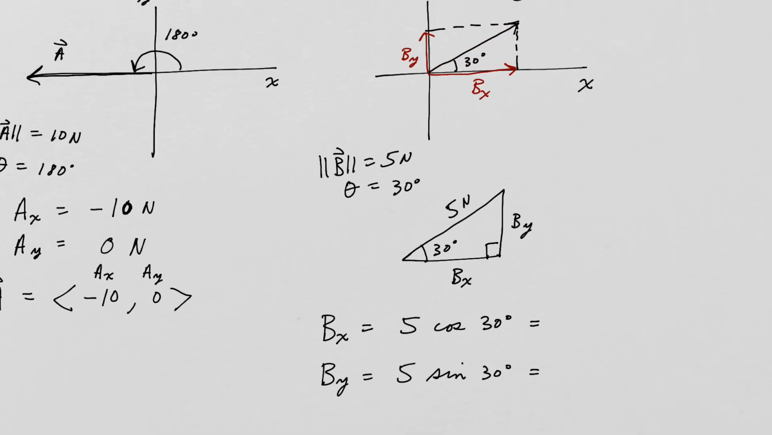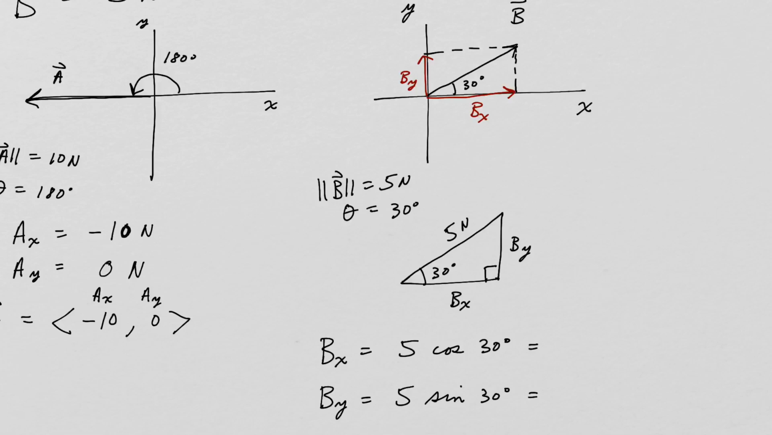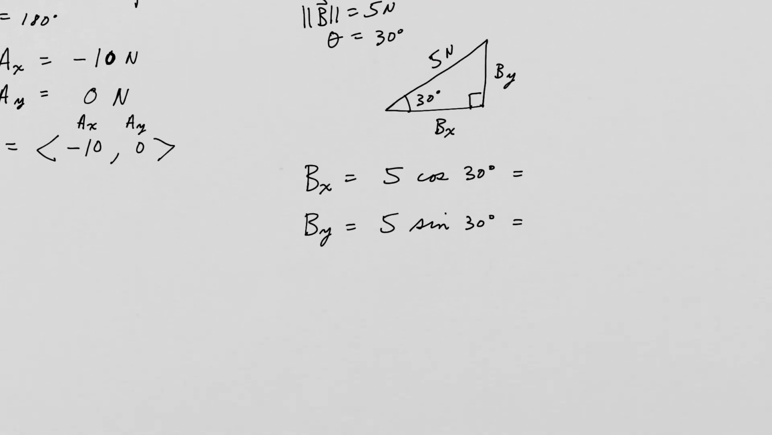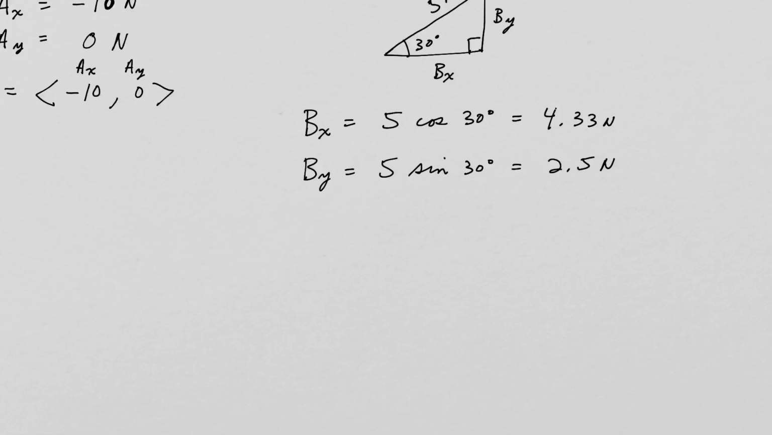And they're both positive, right? Remember, we have to also get the correct sign, but since we're in the first quadrant, Bx is going to the right, By is going up, so they're both positive. So these turn out to be 4.33 newtons and then 2.5 newtons. If you want to write it in the notation that MyOpenMath uses, it'd be bracket 4.33, comma, 2.5.